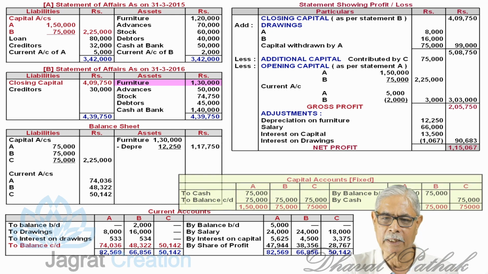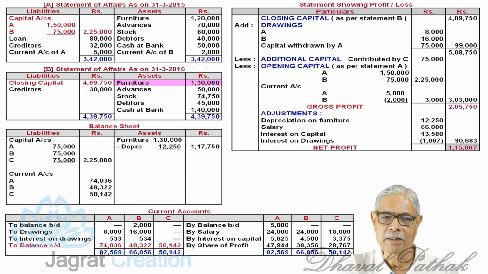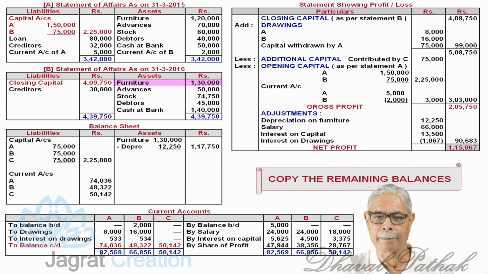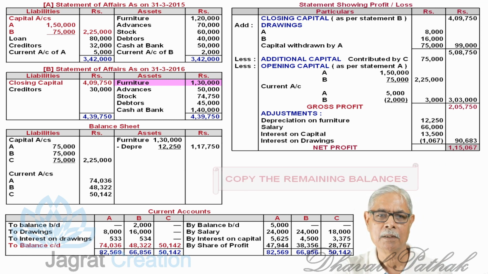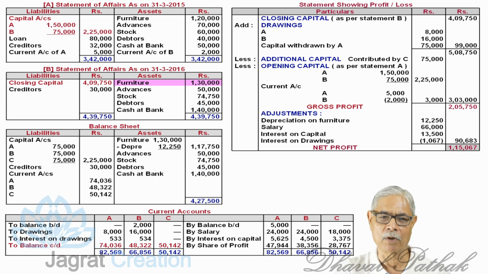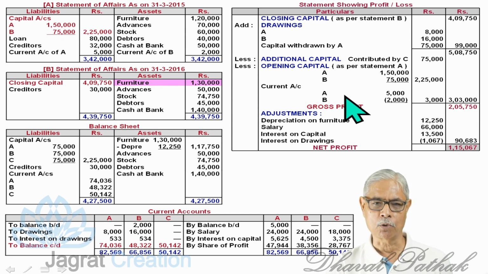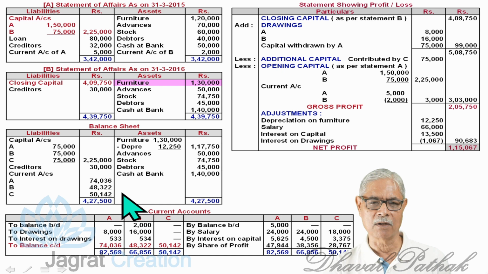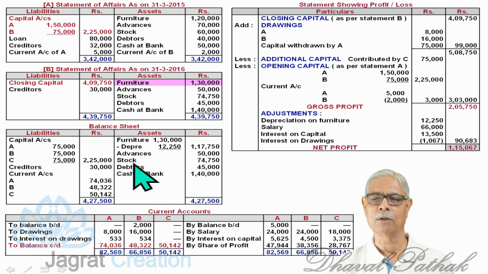Now I want to copy the remaining balances from the closing statement of affairs: creditors on the liability side, advances on the asset side, stock on the asset side, debtors on the asset side, cash and bank balance 1,40,000. Now the total of the balance sheet works out to be 4,27,500, 4,27,500. This is how this sum gets solved.